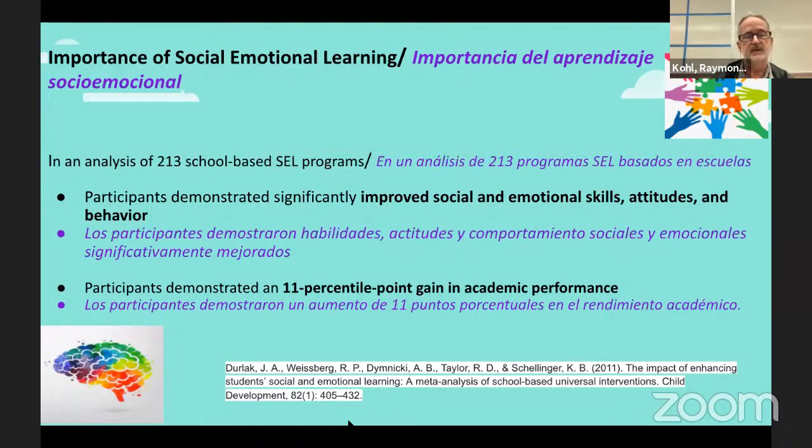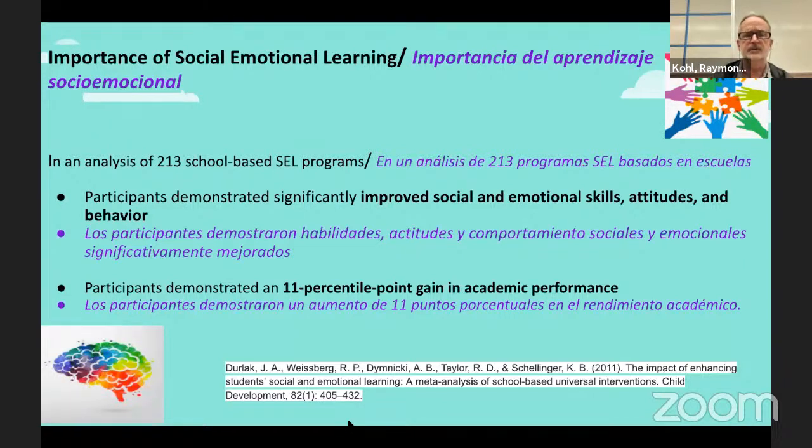In this study, they looked at 213 schools that were using a social emotional learning program. And in addition to finding that the students had improvement in social and emotional skills, their attitudes, their behaviors, they also had improvement in their academic performance, an 11% improvement in academic performance.